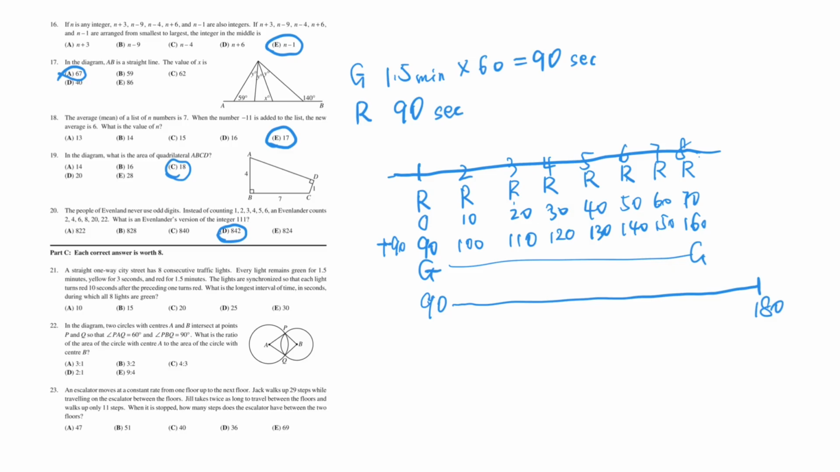The number 8 light turns green at the 160. So from the 160 seconds, the 8 light is green. So from the 160 to the 180, all the lights are green. So 180 minus 160, that's the 20. Number 21, the answer is C.